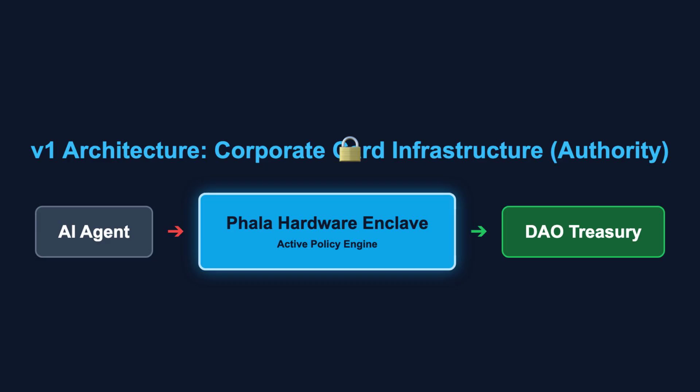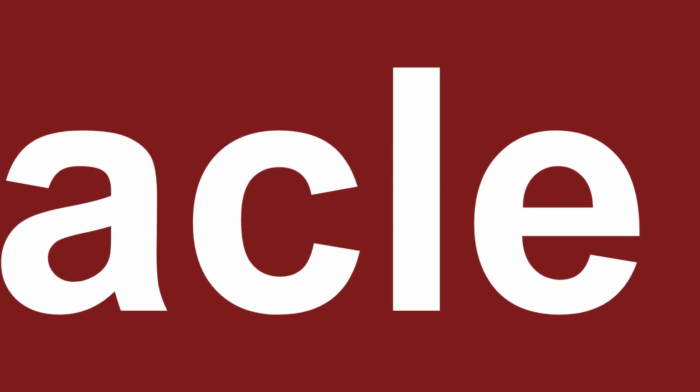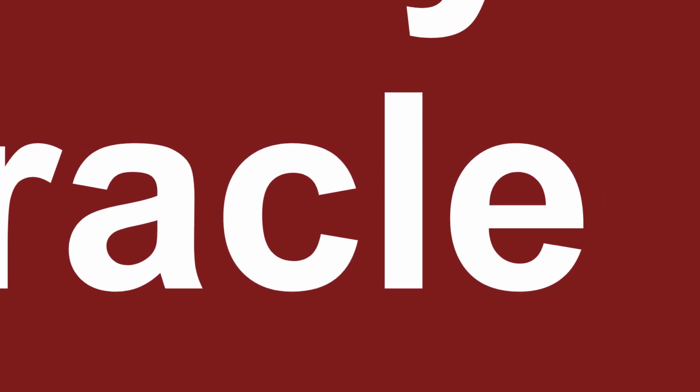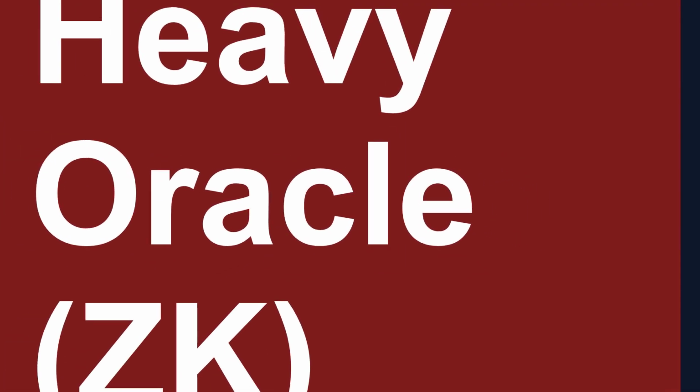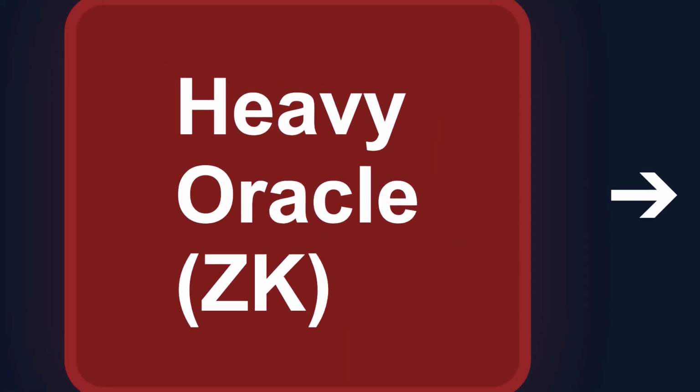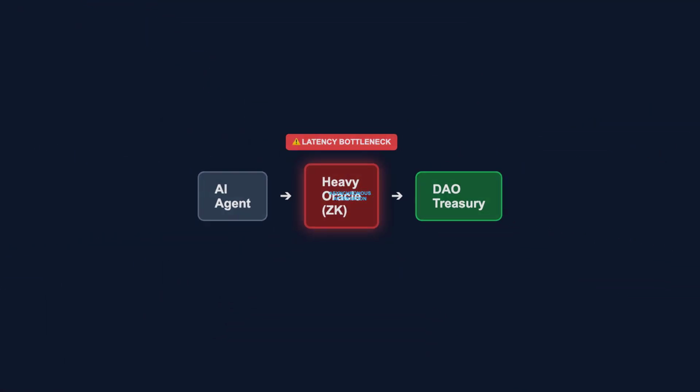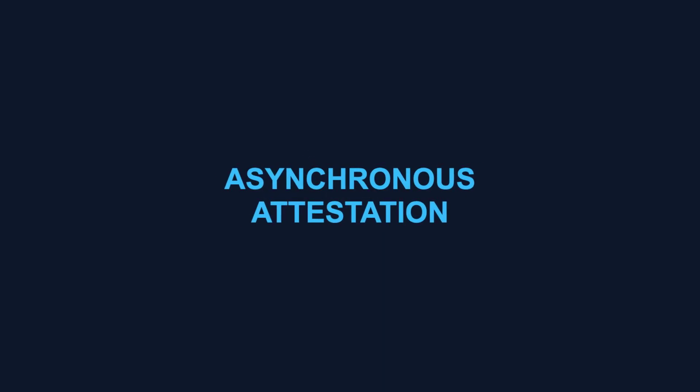This is Aegis12 v1.0, an active policy engine running inside a Phala hardware enclave that enforces arbitrary DAO-defined logic, from protocol whitelists to complex transaction graphs pre-trade. The market alternative to logging is putting a ZK coprocessor or heavy Oracle network in the hot path, but that destroys the zero latency execution agents require. We bypass this entirely using asynchronous attestation.